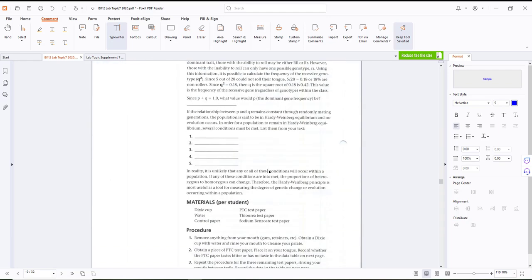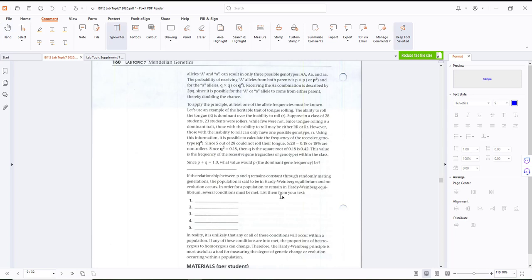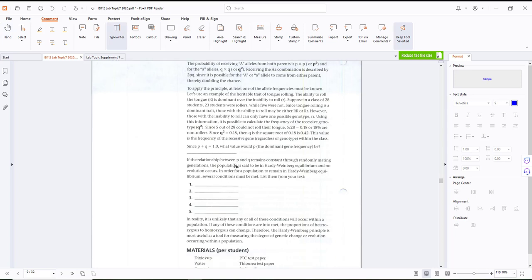Okay, so here it says, if the relationship between P and Q remains constant through random mating generations, the population is said to be in Hardy-Weinberg equilibrium and no evolution occurs. In order for a population to remain in Hardy-Weinberg equilibrium, several conditions must be met. So list them from your text. We actually haven't gotten to this in our text, so I'm just going to talk through them.